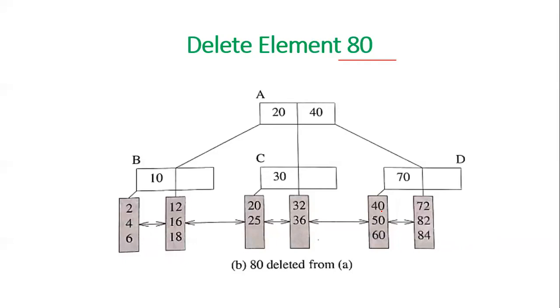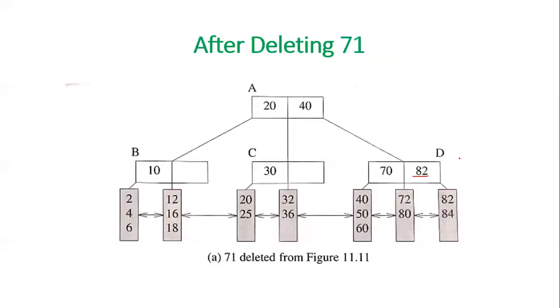80 deleted. Okay, fine. So let us take this tree. In this tree itself we are going to delete 80. So how are we going to delete 80? This is the state of the tree after deleting 71.